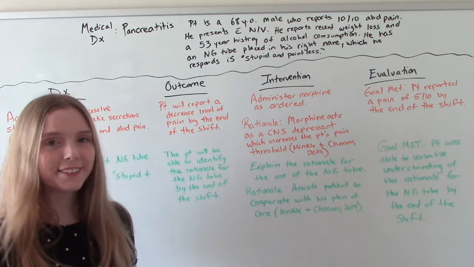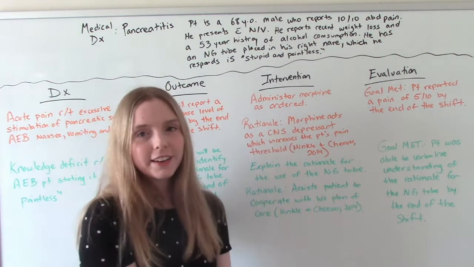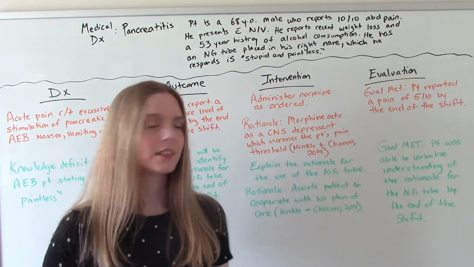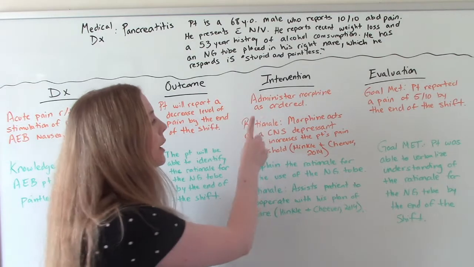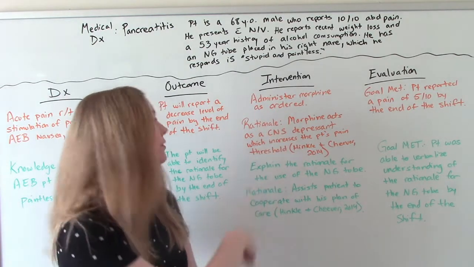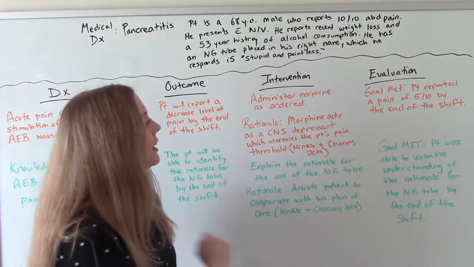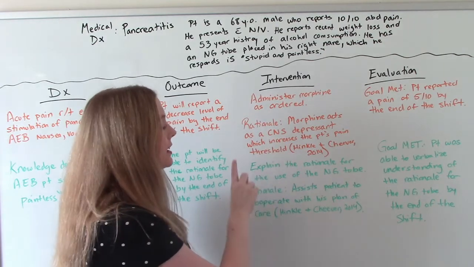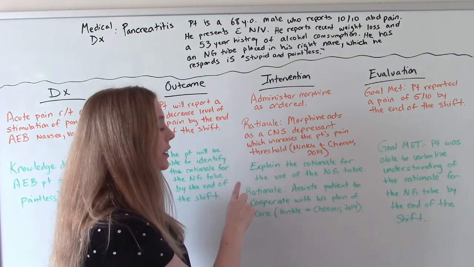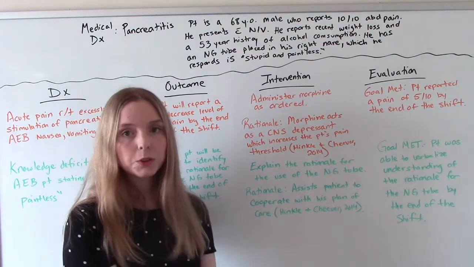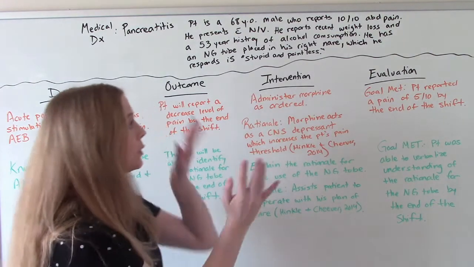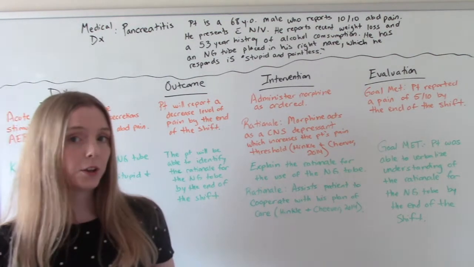So what are we going to do? We're going to give morphine, which is a very common pain med we give to this patient population. So administer morphine as ordered. Our rationale is that morphine acts as a CNS depressant, which increases the patient's pain threshold. So let's say we've done that. Now we're going to evaluate.